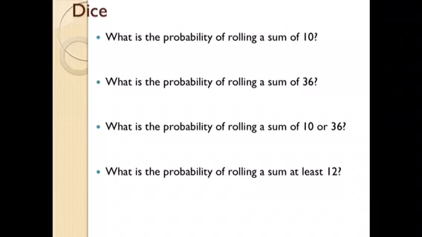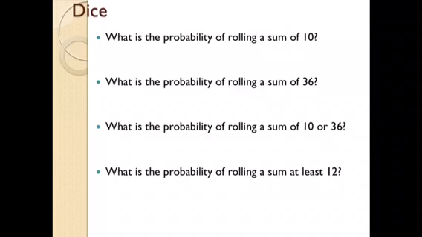So here we have several questions that involve that last sample space. The first question is, what's the probability of rolling a sum of 10 versus a sum of 36? And then we have 2 other questions: what's the probability of getting a sum of 10 or 36? And finally, getting a sum of at least 12.